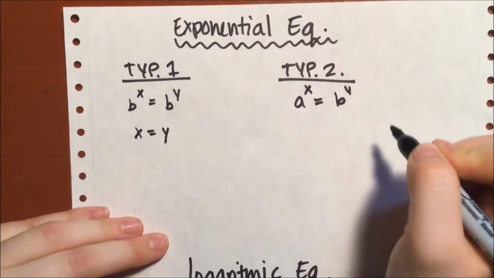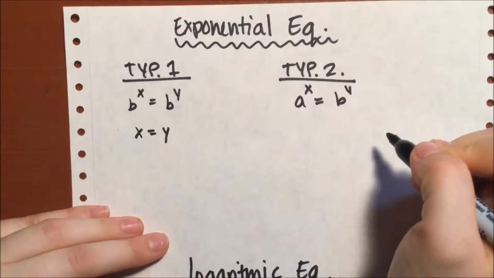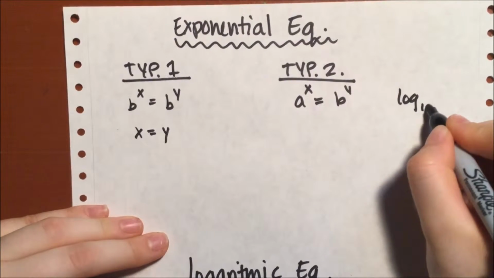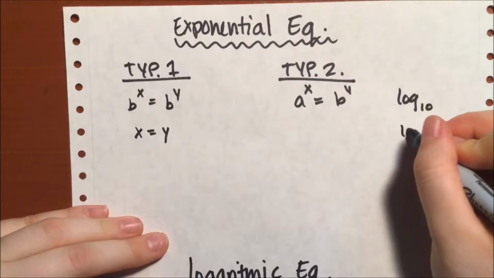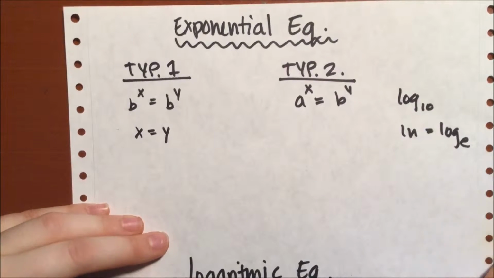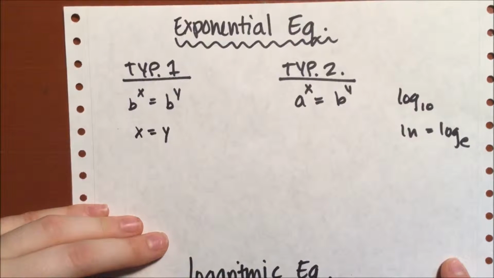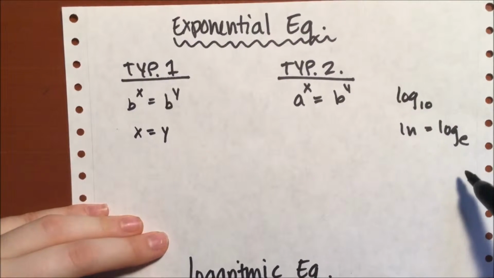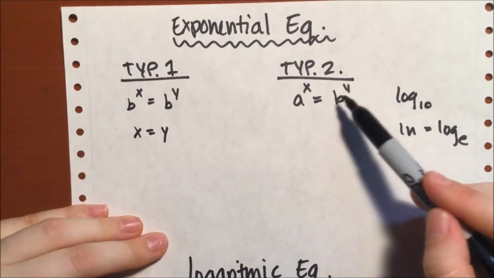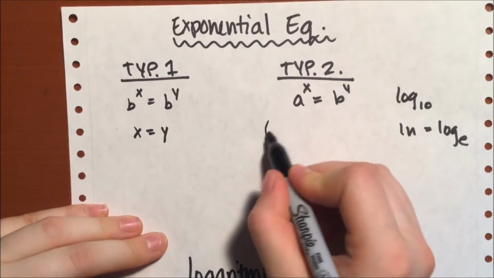That's type 1. Type 2 is where no matter what you do, you can't get the bases to be the same. Now, if you can't get the bases to be the same, what we do is we log, and you have to use either log base 10 or natural log, which is also log base e. You don't have to use these, but for our class, the professor prefers that you use log base 10 or log base e. Okay, so if you can't get the bases the same, you'll log both sides.